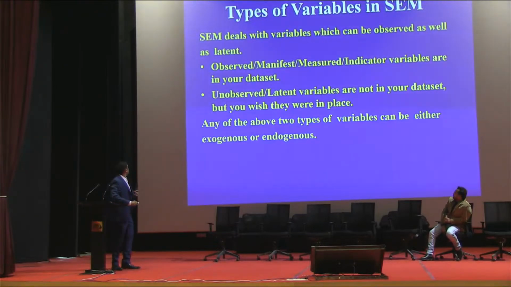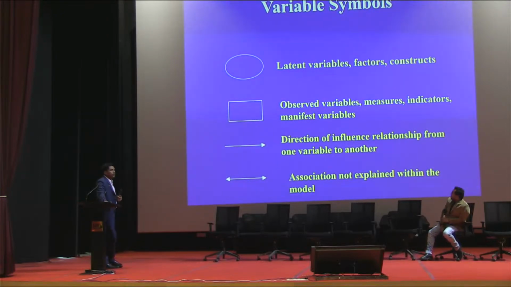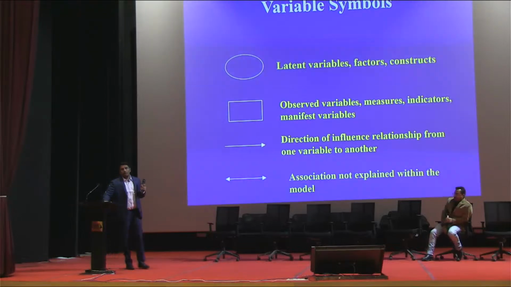Okay, so we have already discussed these things. These are the commonly used symbols which we see in structural equation modeling. We use circles or ellipses to define latent variables or unobserved variables. We can also call them factors or constructs. There are various nomenclatures for the same thing. For observed variables, we use squares or rectangles.